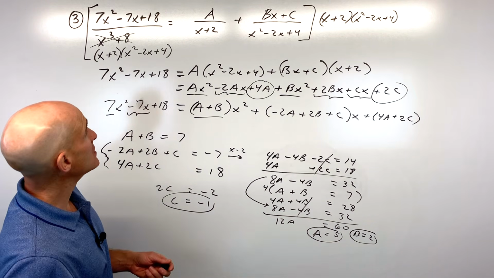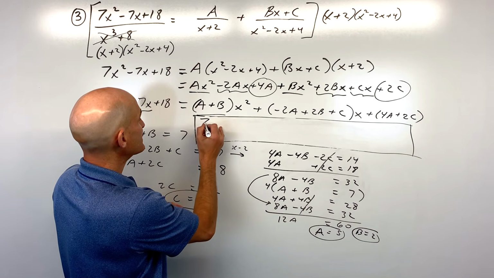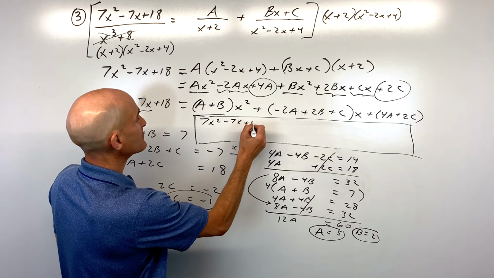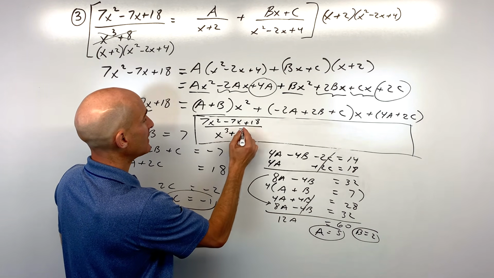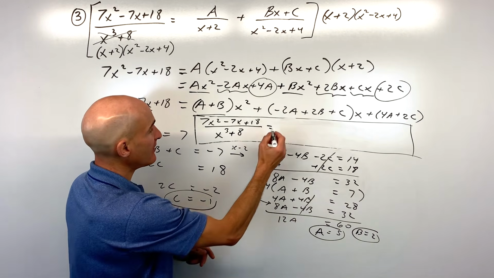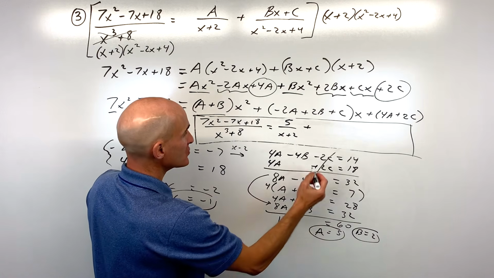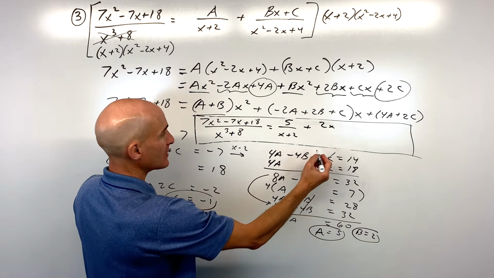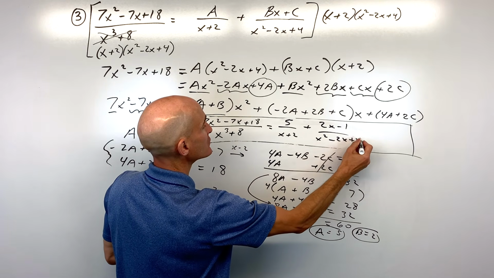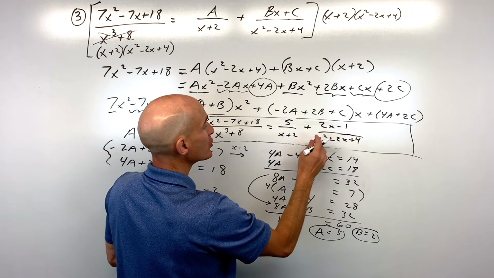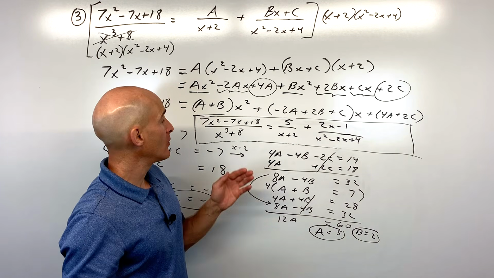The last thing we need to do is rewrite our partial fractions. So let me go ahead and do that. I'll put it right here. Okay, so we've got 7x squared minus 7x plus 18, all divided by x cubed plus 8. And that equals a, which was 5, over x plus 2, plus b, which is 2x, c was negative 1, all divided by x squared minus 2x plus 4. If you want to double check your work, you can combine these two fractions together by getting a common denominator, and you'll get back that original rational expression.